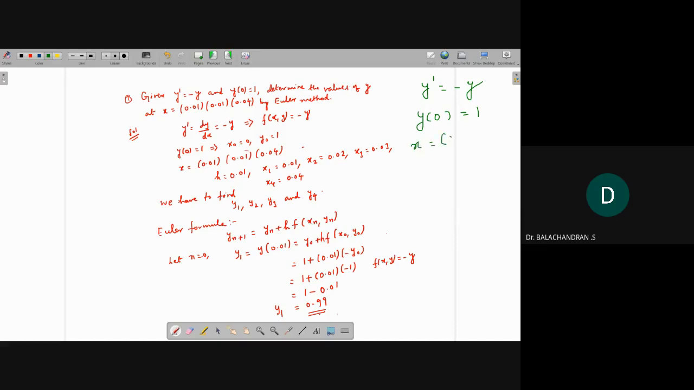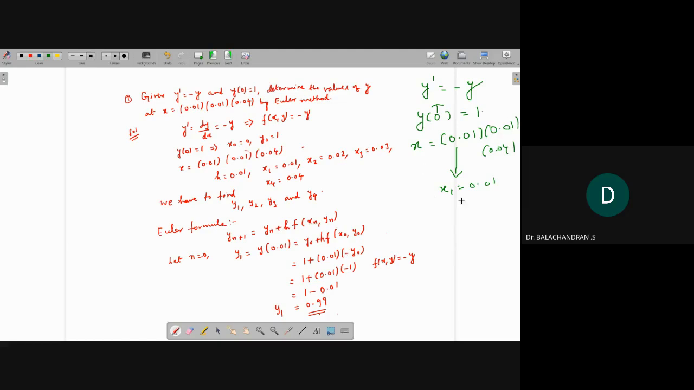x is equal to 0.01 and the next 0.04. This means this is the starting value. That is, this value is x naught, this value is y naught. And hence this is x1. x1 is 0.01, and this is the h value.